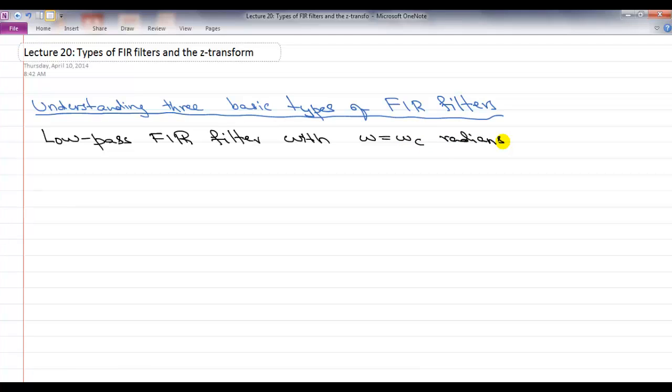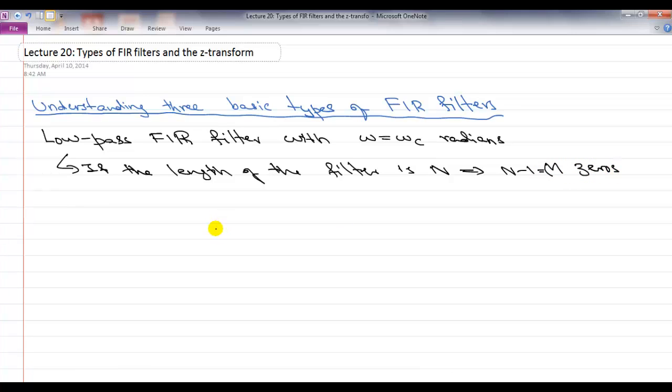So if you look at an FIR filter which has a cutoff frequency of omega c radians, first of all, if the length of the filter is capital N, then this FIR filter is going to have how many zeros? We'll have N minus 1, or we are often going to call it capital M zeros. The reason is simple: a length N FIR filter will give you a z transform which is a polynomial whose degree is N minus 1. And a polynomial of degree N minus 1 has, by the fundamental theorem of algebra, N minus 1 roots. The roots of that polynomial are precisely the zeros. So if the length of the filter is N, then you have N minus 1 zeros. That is true in every case.